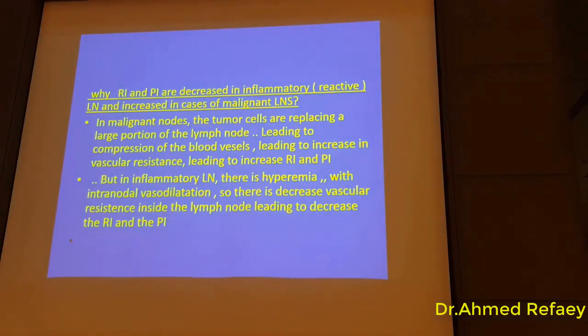This is contrary to the reactive lymph node, in which we have hyperemia, and the hyperemia causes vasodilatation, and vasodilatation causes decreased resistance in the lymph node. That's why we have increased resistance in cases of malignant lymph node, and decreased resistance in any case of inflammatory lymph node due to internal hyperemia. That's why we say the tuberculous lymph node can give features of malignancy in cases of increased resistance, because in tuberculous lymph node there is inflammation, and inflammation can cause vasodilatation, which can also affect the resistive index.